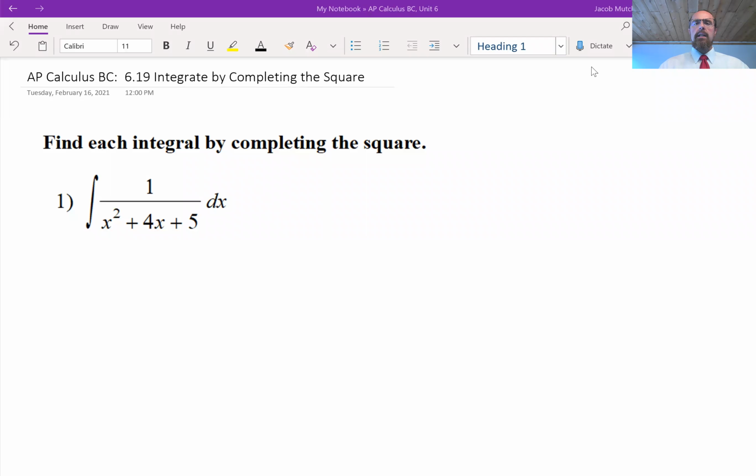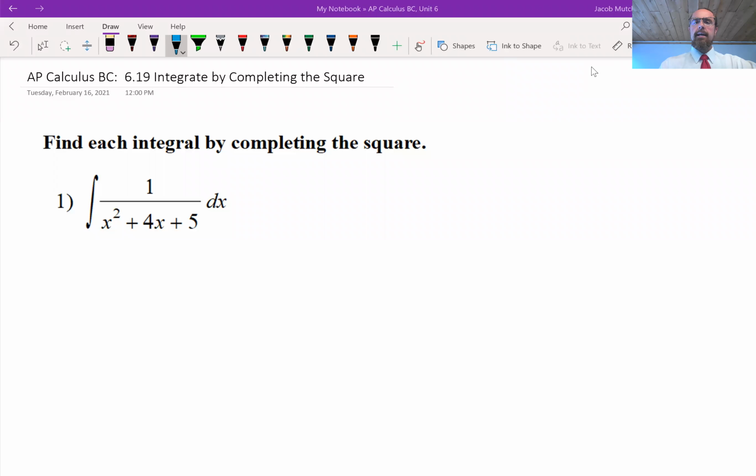In order to recognize what type of integration this is, we really need to focus our attention on the denominator, x squared plus 4x plus 5. And I want to rewrite that as the sum or the difference of two squares. The strategy that I want to use to do that is completing the square from algebra. So I'm just going to bring the denominator over here to the right.